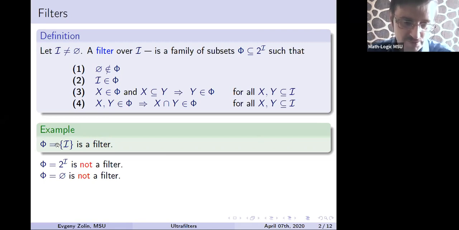And so this is the smallest filter, but there is no biggest filter. In general, there is no biggest filter. Of course, if I is a one element set, a singleton, then this is both the smallest and the biggest filter, but this is an exception.